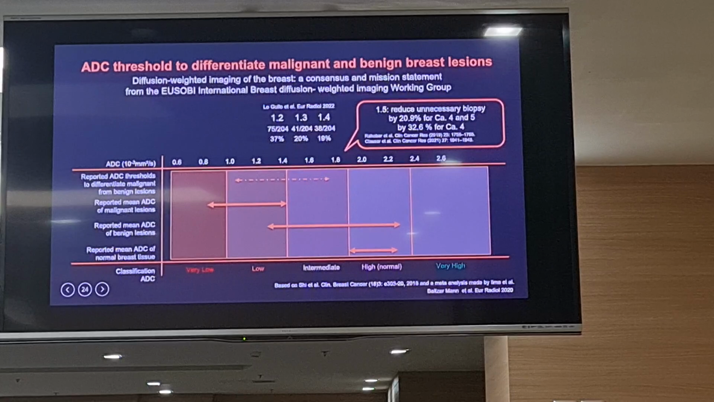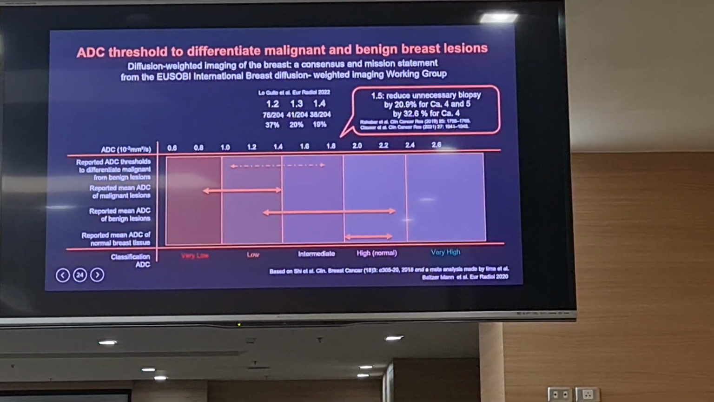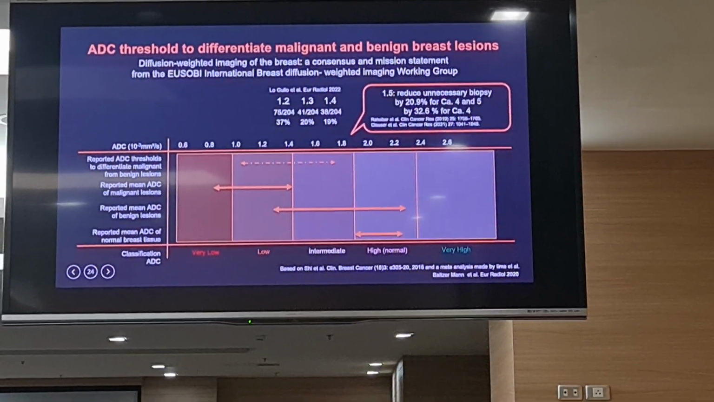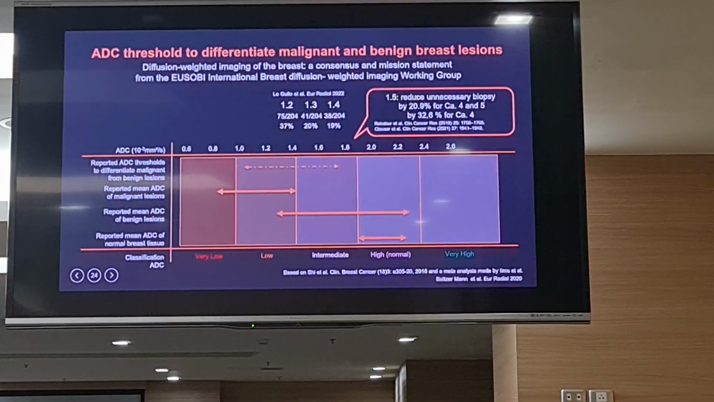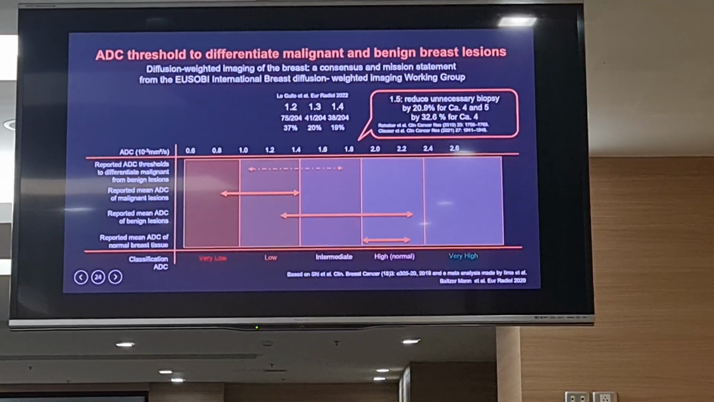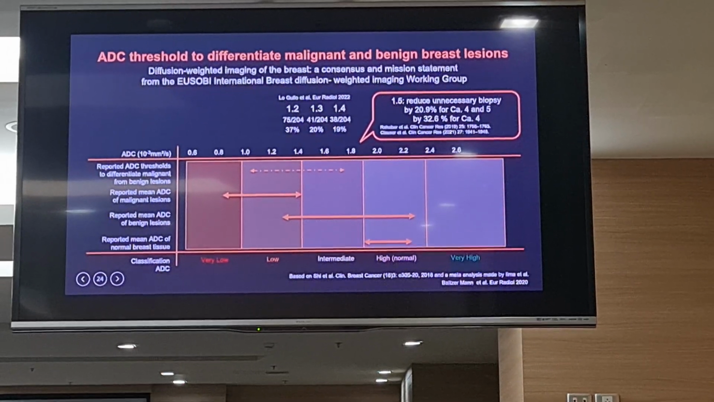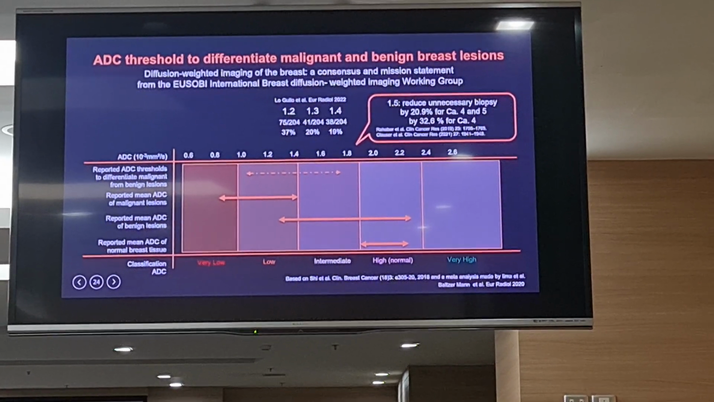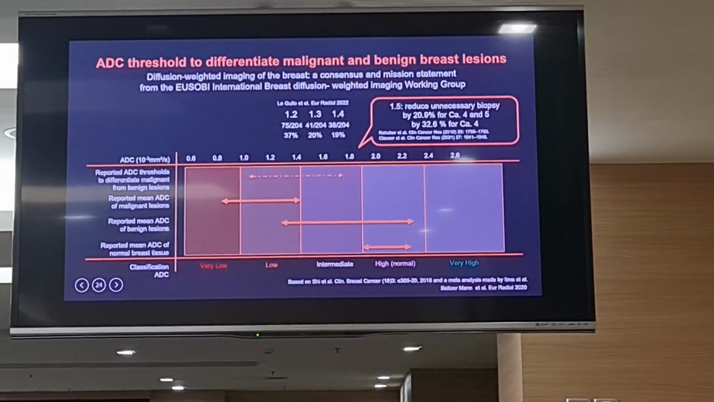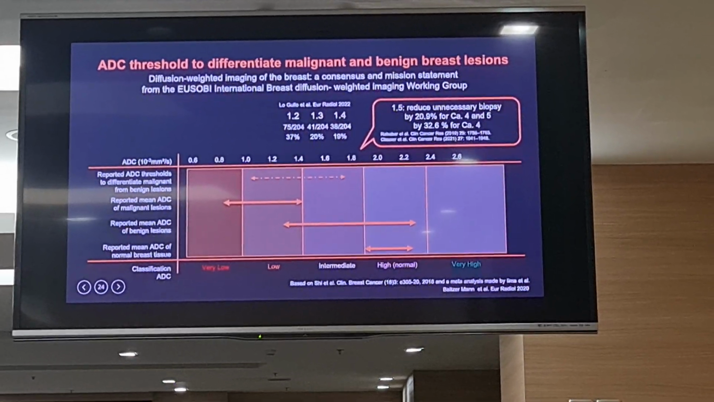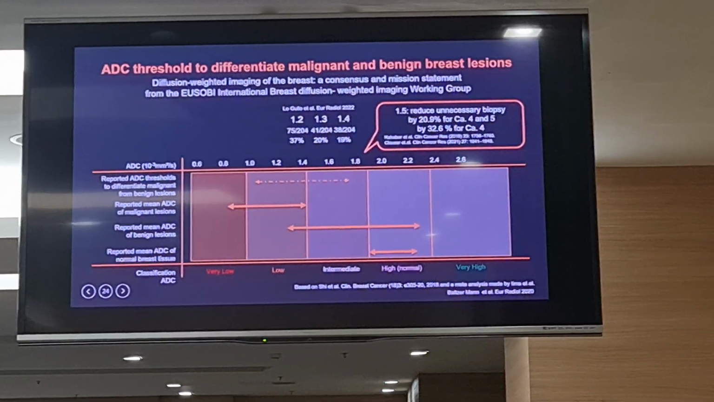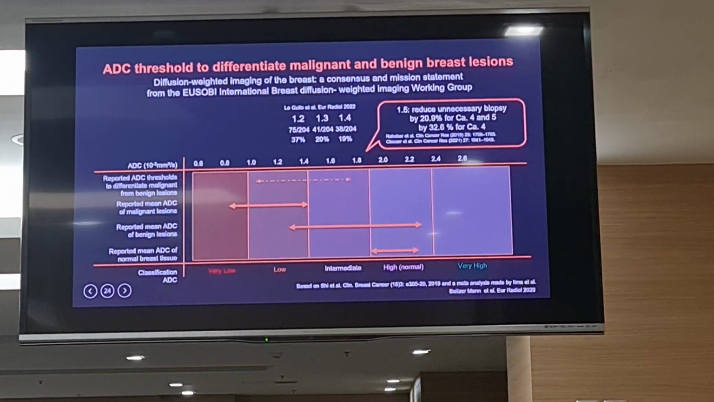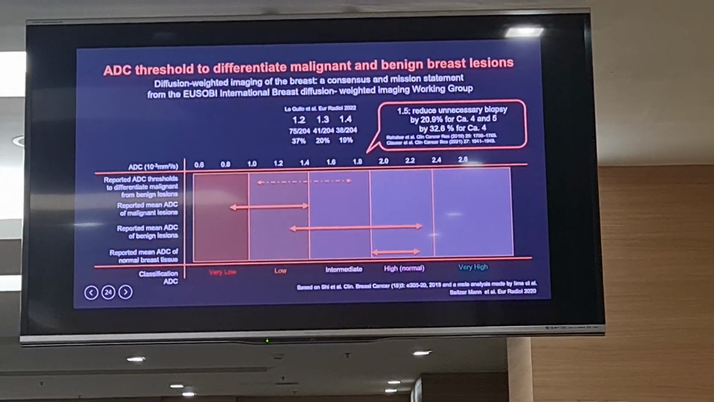So this is a summary of ADC's threshold to differentiate malignant and benign breast lesions. There are hundreds of publications regarding the ADC values for malignant and benign breast lesions. But because the acquisition protocols and the patients are very diverse, the reported ADC values are also diverse. But somewhat, we can summarize that the threshold to differentiate benign from malignant is around 1.3, or 1.2, 1.4.